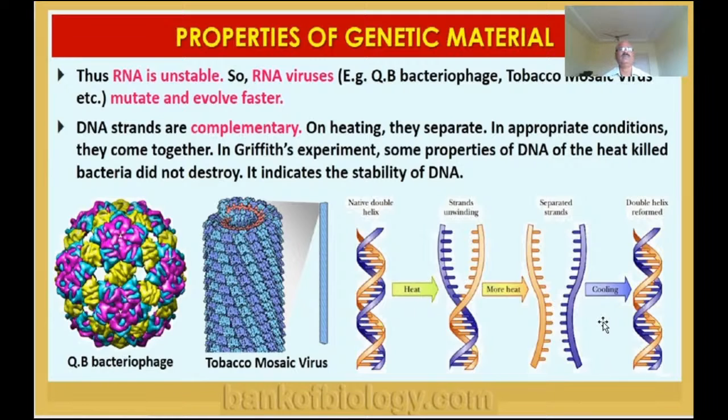So DNA strands are complementary. On heating, they separate. In appropriate conditions, they come together. In Griffith's experiment, some properties of DNA of the heat-killed bacteria were not destroyed. It indicates the stability of DNA.